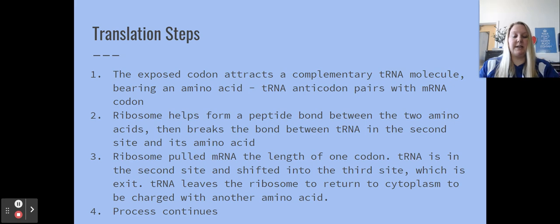These are just the steps broken down. So first, the exposed codon attracts the complementary transfer RNA molecule bearing the amino acid. Ribosomes help form the peptide bond between the 2 amino acids, and then break the bond between the transfer RNA and the second site and its amino acid. The ribosome pulls the messenger RNA the length of one codon. Transfer RNA sits in the second site, then shifts to the third site, which is called the exit site. Transfer RNA leaves the ribosome to return to the cytoplasm to pick up a new amino acid, and the process continues until they reach the stop codon.